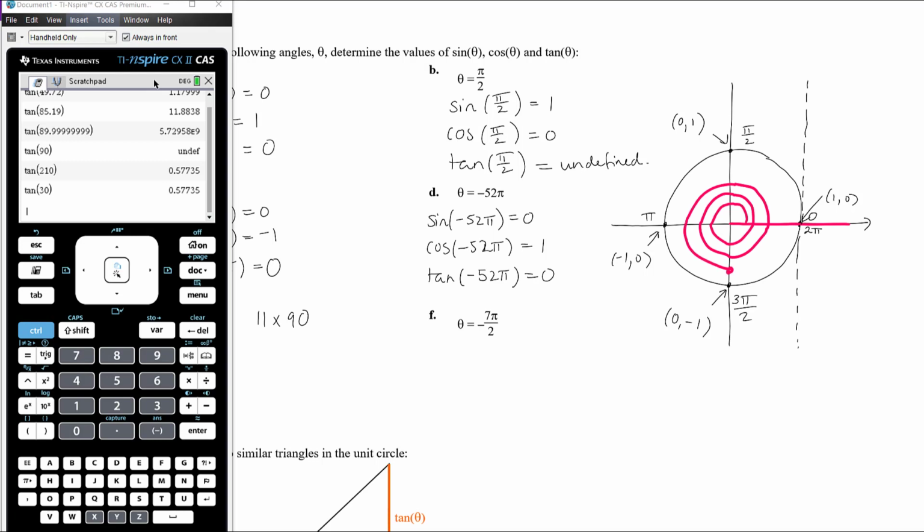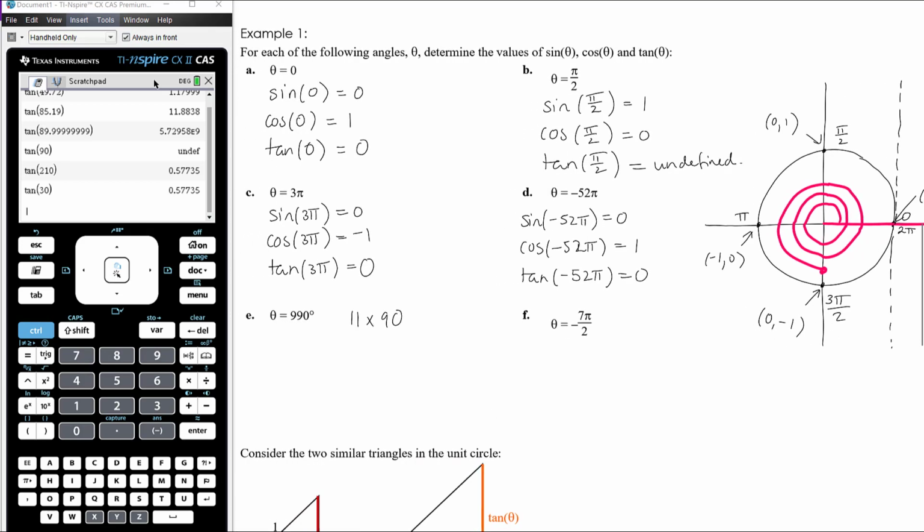So this would be 990 degrees around here at the point 0, -1, and therefore sine of 990 degrees is the y-coordinate at that point, which is -1. Cosine of 990 degrees is the x-coordinate at that point, which is 0. And tan of 990 degrees is undefined.